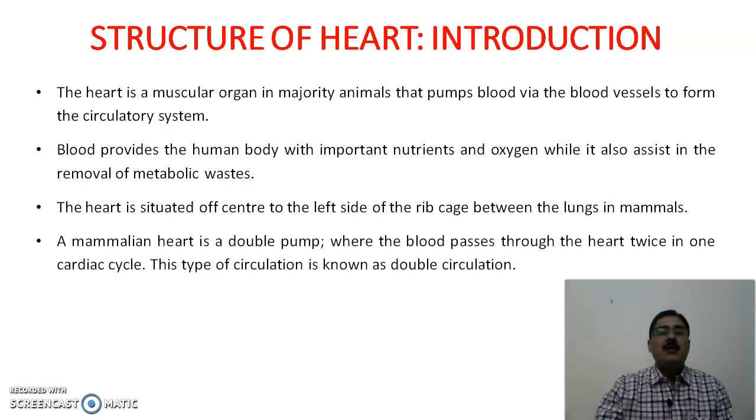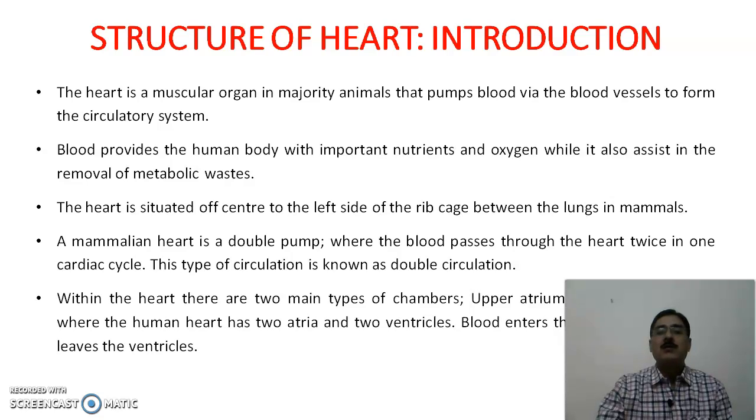Now, a mammalian heart is a double pump where the blood passes through the heart twice in one cardiac cycle. This type of circulation is known as double circulation.